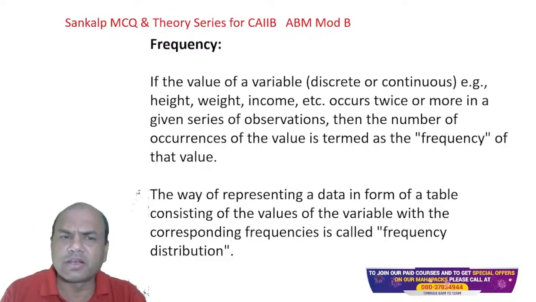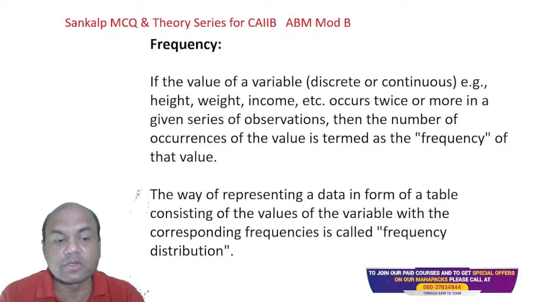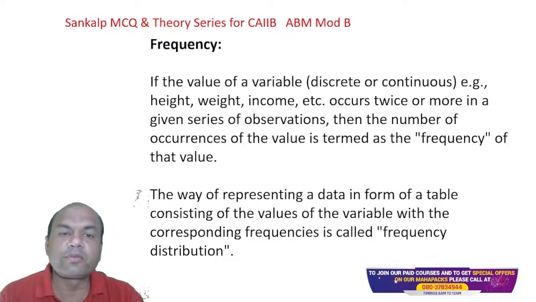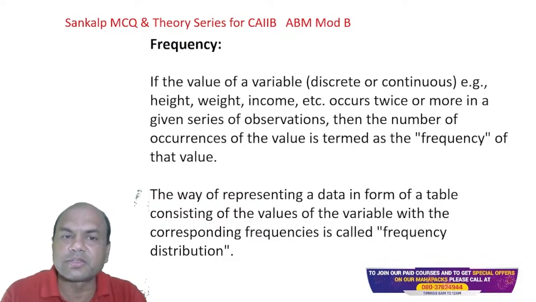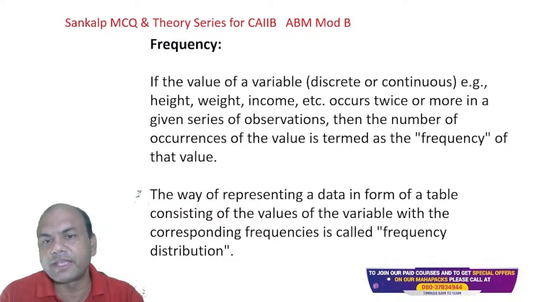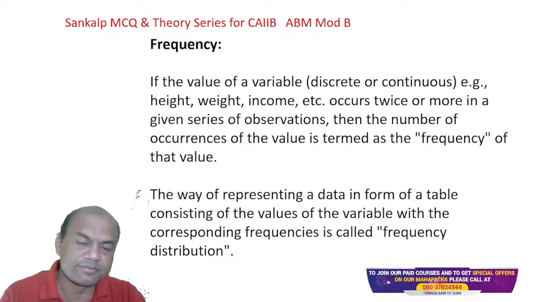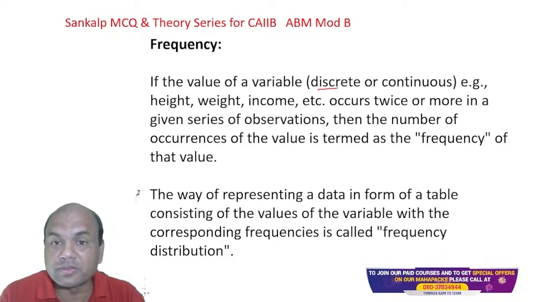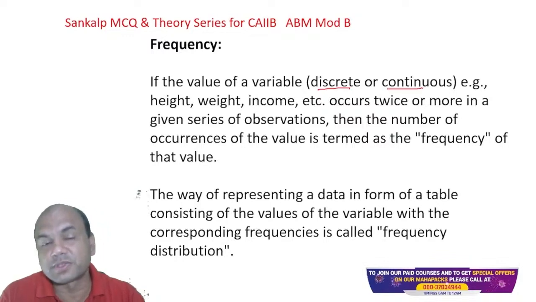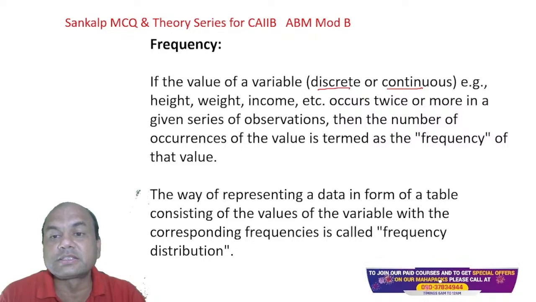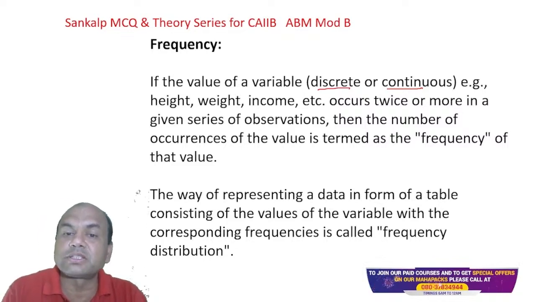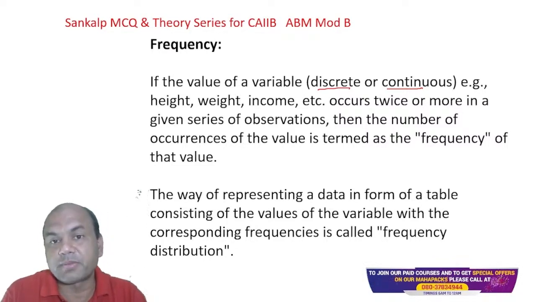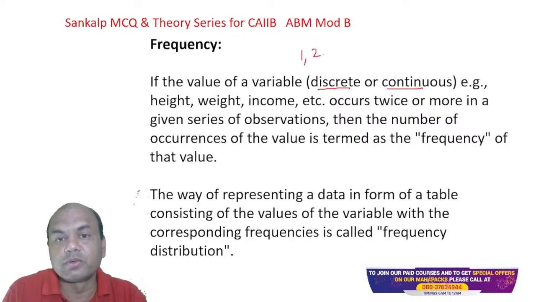Firstly, important theory we'll be covering because these definitions are also equally important, and you need to understand the concept. After that, we'll be covering the numericals. Okay. So the first topic is frequency. If the value of the variable, for example, discrete or continuous. What is discrete? What is continuous? Every word we'll discuss first and then we'll go ahead. So if the value of the variable, whether it's discrete or continuous, discrete means what? Separable. Separable means what? 1, 2, 3.